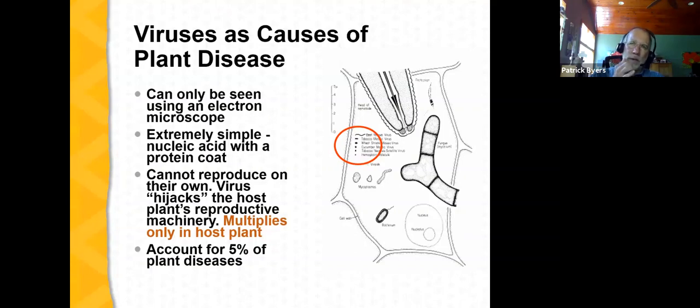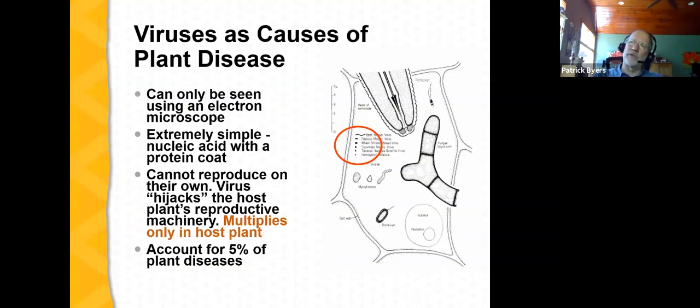And in fact, there are people who maintain that viruses are actually not living at all, but for our purposes, we're going to consider them as a biotic cause of plant diseases. They cannot reproduce on their own in the environment. They have to basically enter a host where they hijack the host's reproductive machinery. In other words, they cause the host to replicate the virus. And the virus then multiplies only in the host plant.